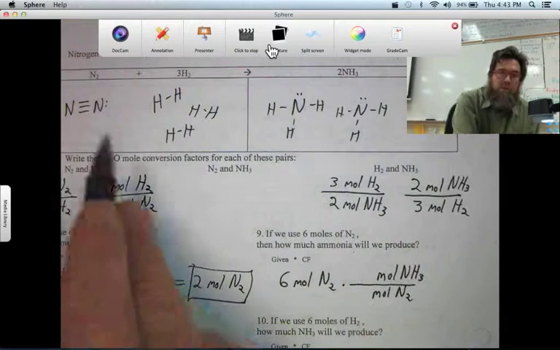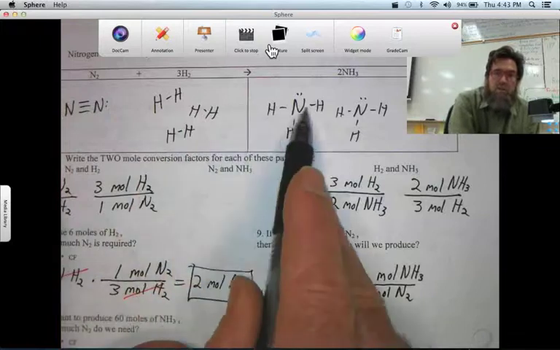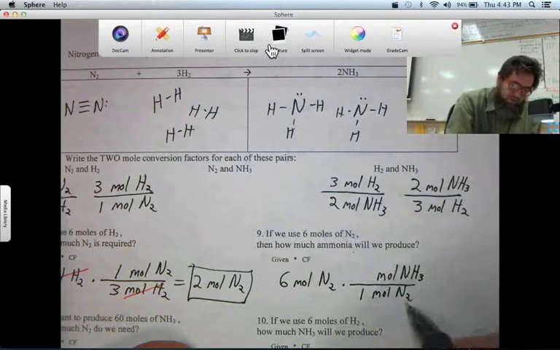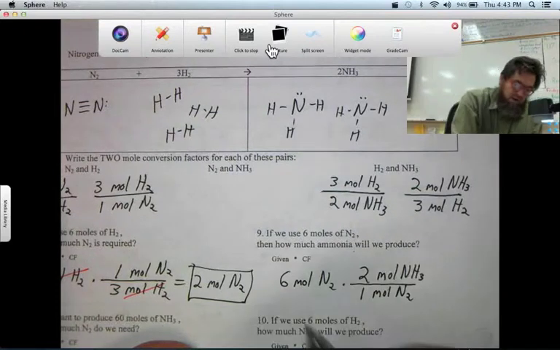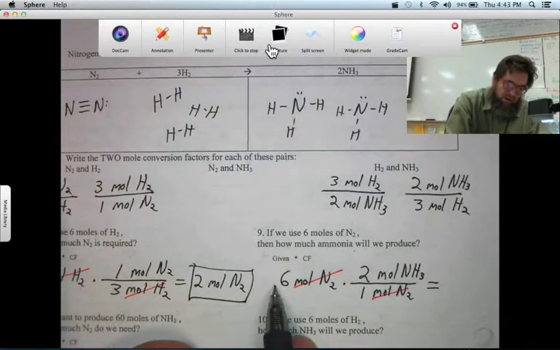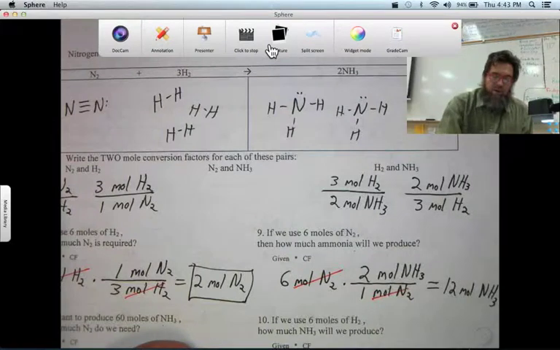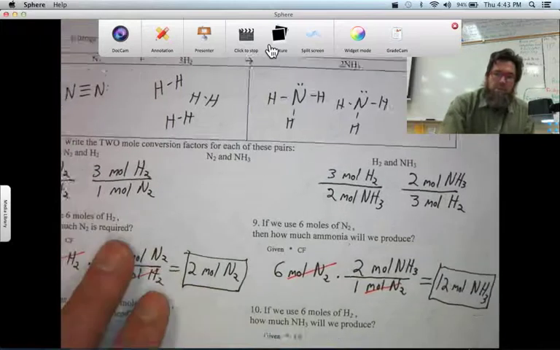Let's see, how many moles of N2 correspond to how many moles of NH3? We look at the balanced chemical equation. 1 mole of N2 corresponds to 2 moles of NH3. Our units cancel, and we get an answer of 6 times 2, 12 moles of NH3. There we go. Box our answer. Beautiful. Let's do one more.